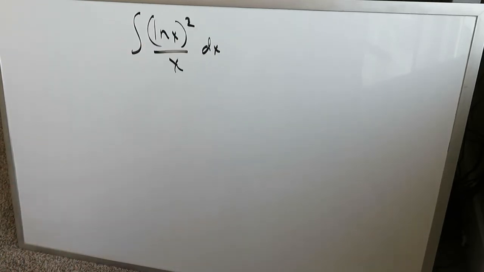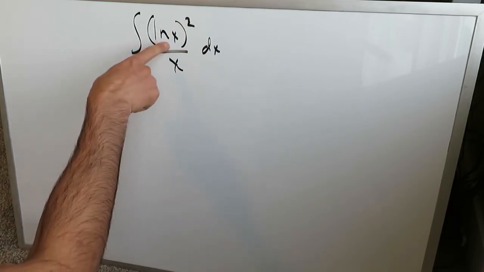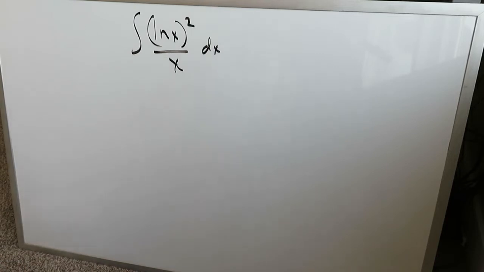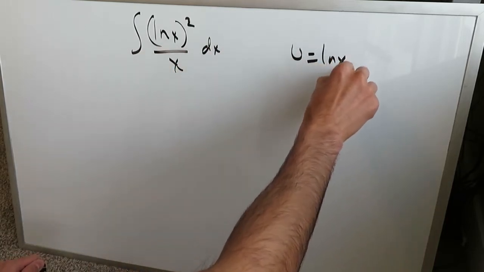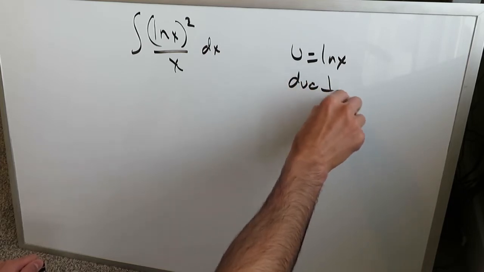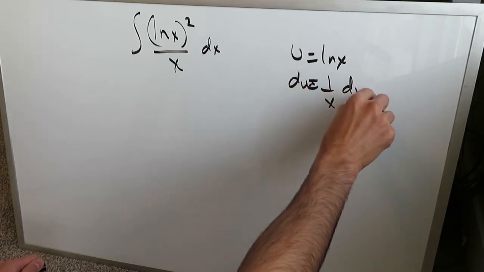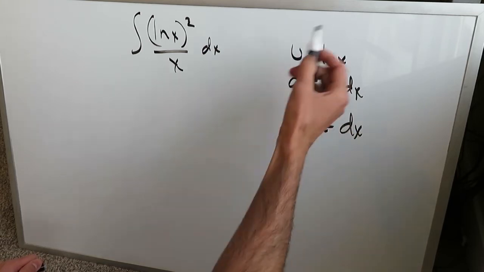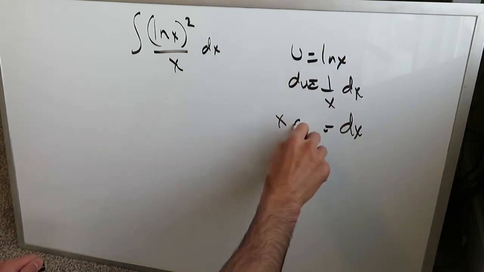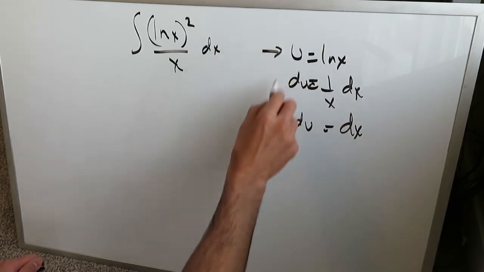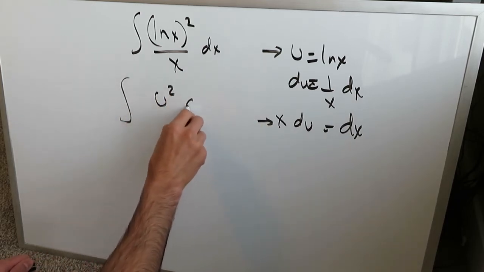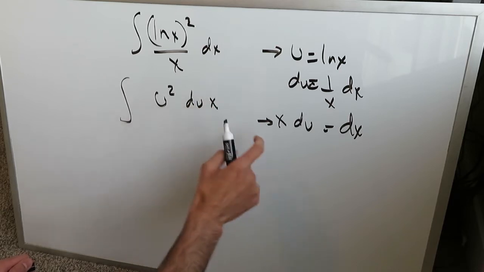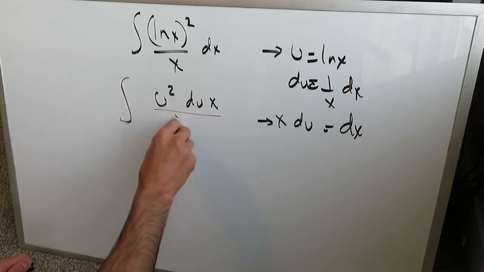How about this one? You have natural log in a parentheses affected by the exponent too, so you would look for this as being your substitution. u is equal to natural log x, then du is equal to 1 over x dx, and you solve for dx. Remember, this is the substitution technique, dx is equal to x du. You substitute this in over here. This becomes u squared du, and you have an x, x du, and you have this original over x.